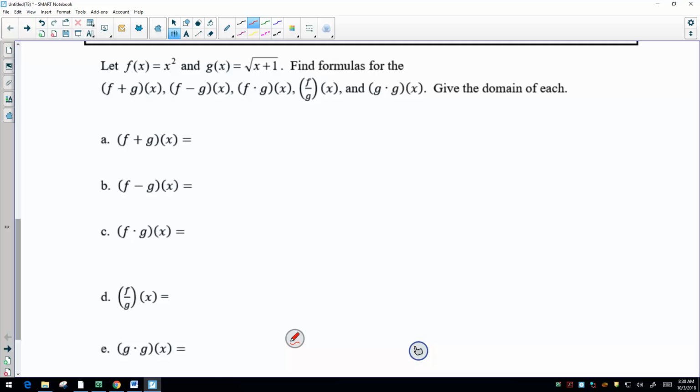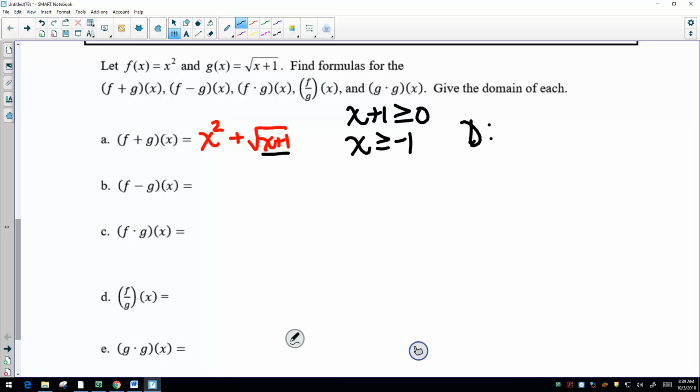So if I take the f function, x squared, and add to that the g function, the square root of x plus 1, that's my new combined function. Now, for the domain, we have to think about where my restrictions are. Anything under the square root has to be greater than or equal to 0. If I solve, x has to be greater than or equal to -1. So the domain for this function includes -1, our lowest number, and goes all the way out to positive infinity.